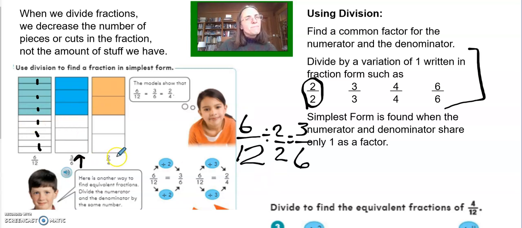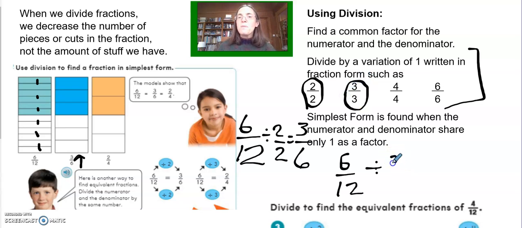Now, they kept going though. Let me see, 6/12. What other factor do 6 and 12 share? Well, 6 is 2 times 3, and 12 is 3 times 4. So I think I could also divide 6/12 by 3/3. Now, any number divided by 1 is itself, so I'm not getting more stuff here. And you can see in this picture, it's always the same amount of stuff, isn't it? 6 divided by 3 is 2, and 12 divided by 3 is 4.